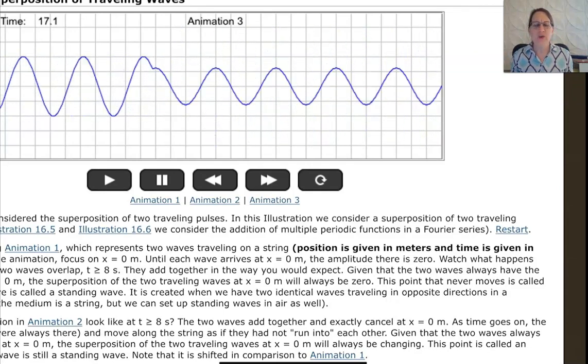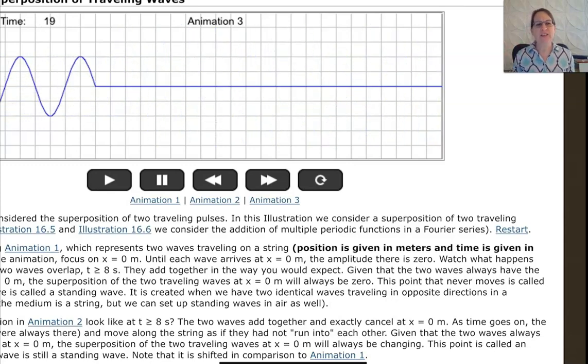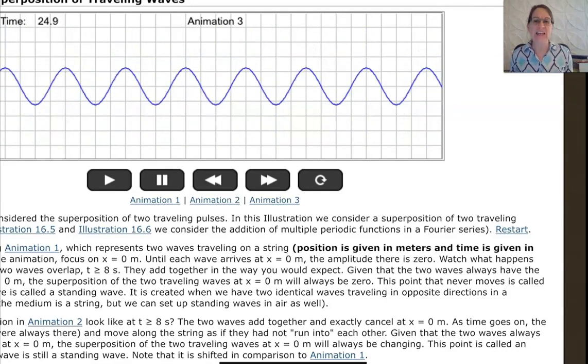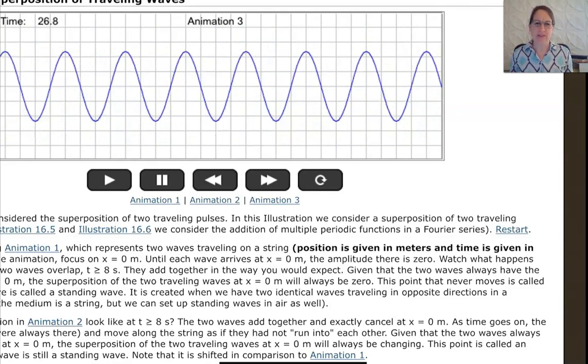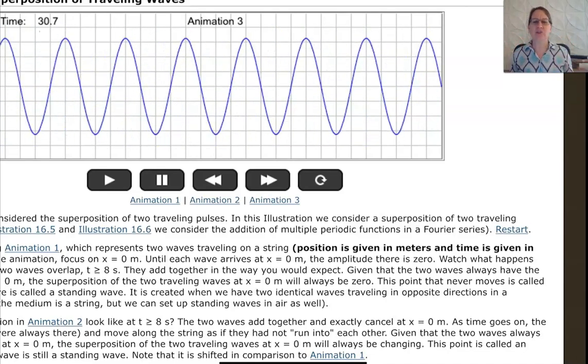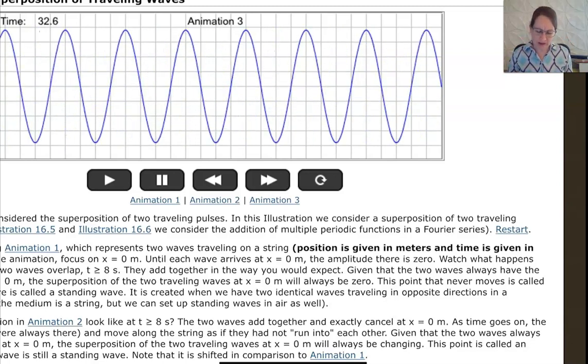And so eventually, instead of looking like a wave that's just traveling to the left, we're going to see that this is a wave that is a standing wave. So we've built it by having two traveling waves coming at each other and then constructively and destructively interfering.